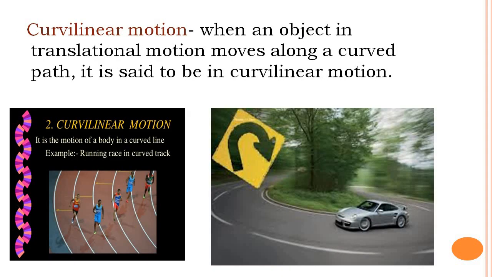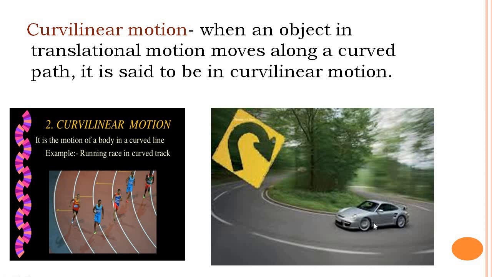Now coming to the other thing, that is curvilinear motion. Curve means this type of structure, that is a curved line. So curvilinear motion means when an object in translational motion moves along a curved path, it is said to be in curvilinear motion. Here these persons are running on a track. All parts of the person cover the same distance, so it will be a translational motion. And why is it a curvilinear motion? Because it follows a curved path. Therefore, it moves along a curved path. That's why it is a curvilinear motion.